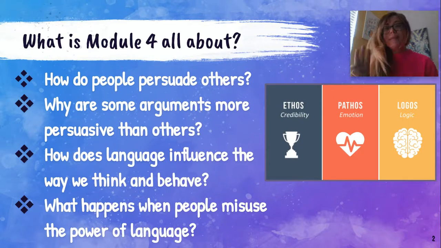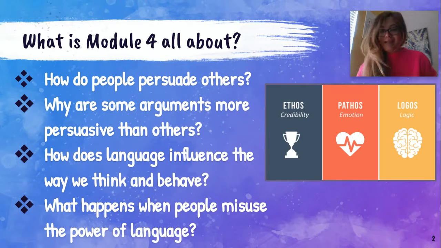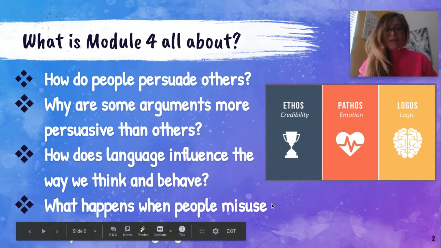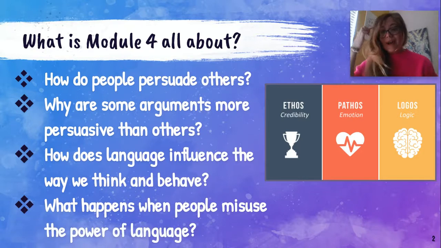There are three main persuasive techniques that you will need to know by the end of this lesson. Those persuasive techniques are ethos. In other words, how do you make somebody trust you? Pathos. In other words, how do you appeal to somebody's emotions? And logos, which is how you appeal to somebody's sense of logic and reasoning.